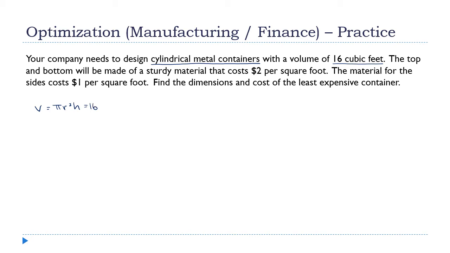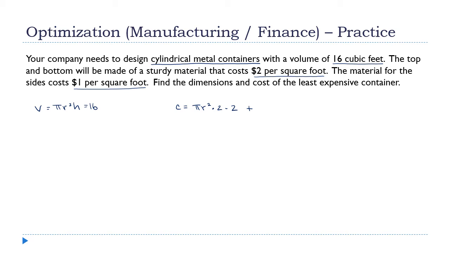Okay, so the top and bottom are made out of a sturdier material. It costs $2 per square foot. And the side is just $1 per square foot. So I need to minimize the cost. So let's see. What is the cost going to be? Well, the cost is the area of the base. Bases are circles, so that's pi r squared. There are 2 of them, and the cost of the base is $2 per square foot.